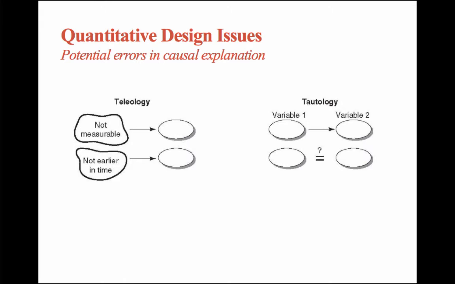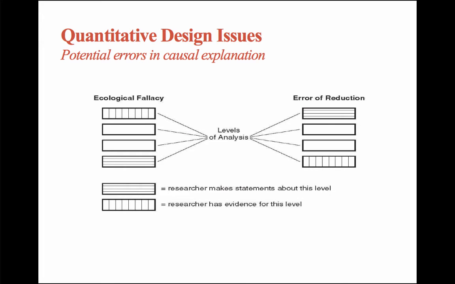In tautology, though, what we're saying is that we don't know the nature of the relationship between variable 1 and variable 2 because it's just not clear to us. It's a little bit vague why the two would have any relationship to one another. That basically starts to get resolved as you develop more theory.